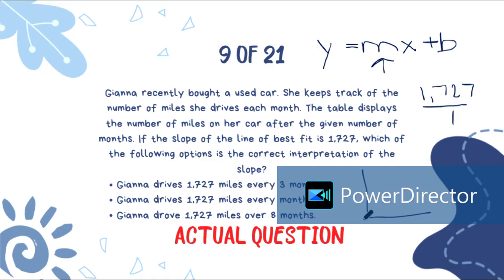Your graph is going to look like this. This is going to be miles, and this is going to be months. You should be able to answer the question from that. We are rising 1,727 miles and then going over 1 every time, rising 1,727 over 1. Which one of these makes sense?